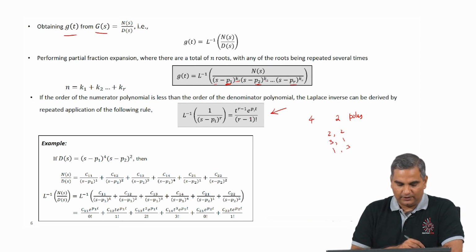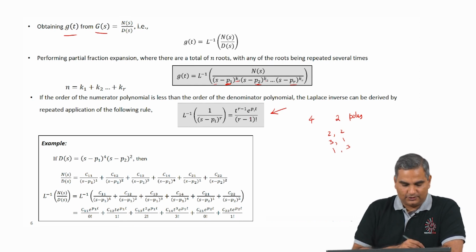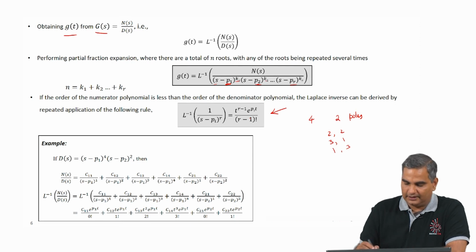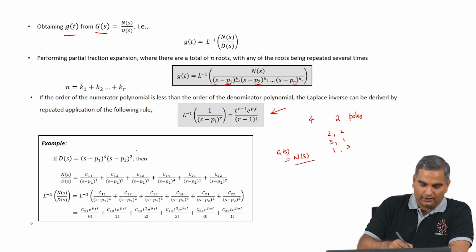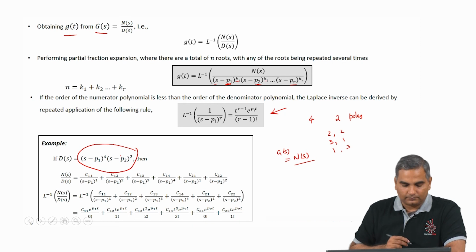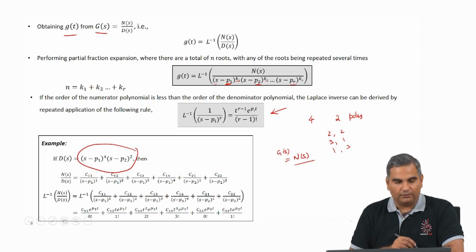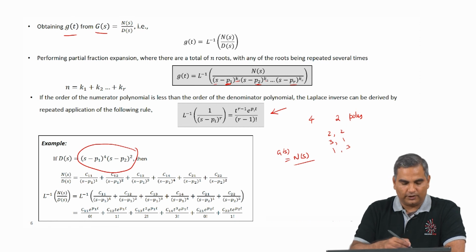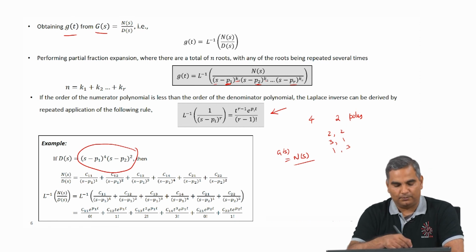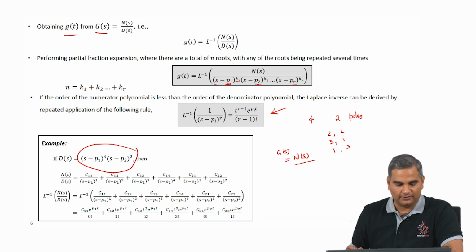I am going to give you a very simple example. Let us assume that I have some g of s, which is a numerator polynomial n of s divided by a 6th order denominator polynomial, and this 6th order polynomial has 2 roots p1 and p2. p1 is repeated 4 times, p2 is repeated 2 times. So, 4 plus 2 is 6. That is the reason why I call it 6th order.